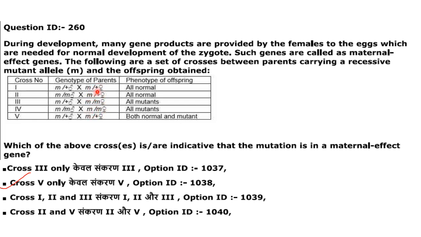So M plus, it is wild type, phenotype of offspring, all normal. Here also M plus, all are normal. MM mutants, so all mutants. MM, all mutants. M plus, both normal and mutant. So you can see that along with the normal phenotype there are mutants also, showing that maternal effect genes got mutated in some of the progeny. So the answer here is option 2, cross 5 only.